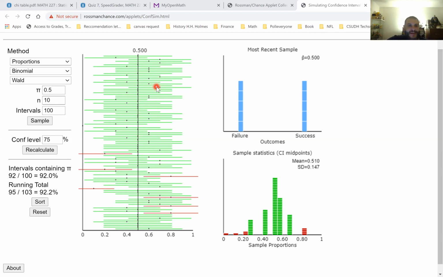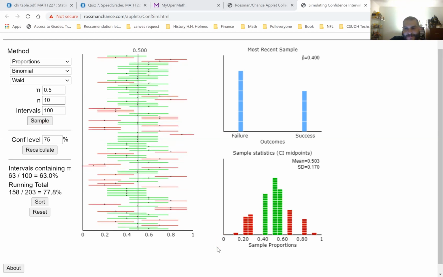All right, so let's go ahead and check it out. So I'm going to go sample. All right, so what happened to the red? Did I get more red or less red? Yeah, if you look at it, I actually got more red, because that kind of makes sense. Since I lowered my confidence level, that means I'm less confident. So that means our experiment is going to be less accurate.